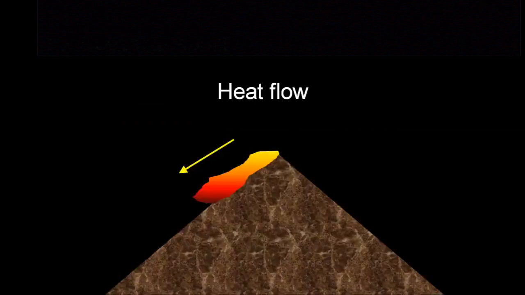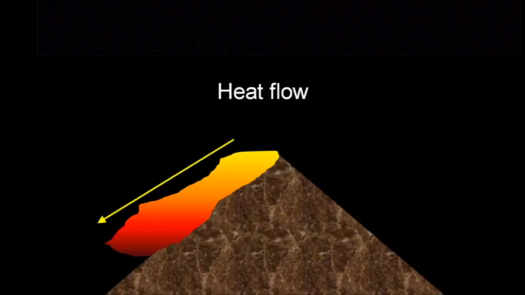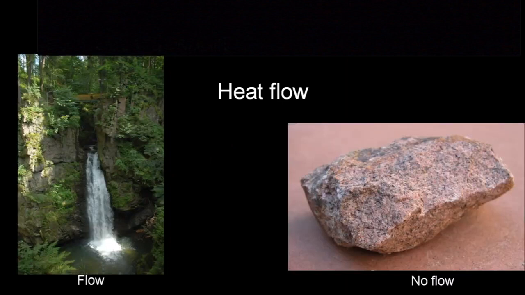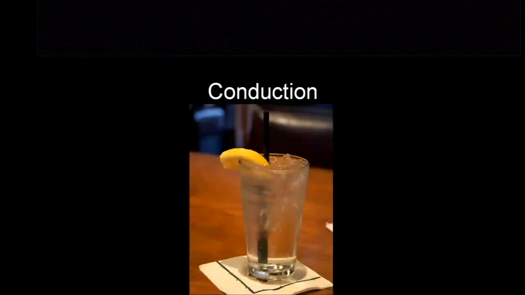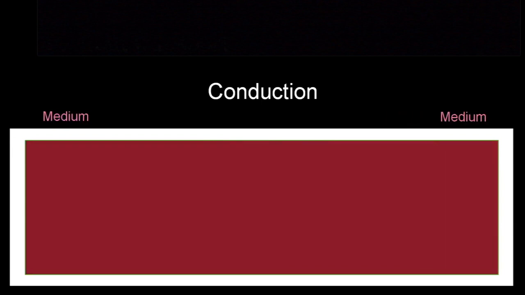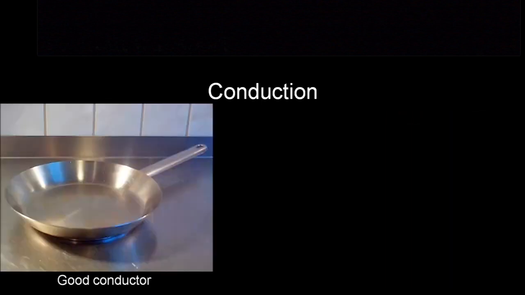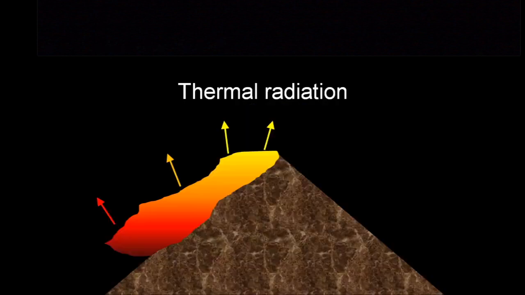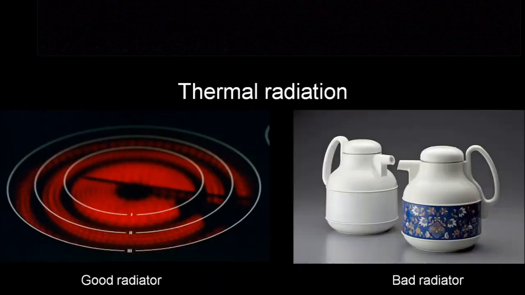Flow is like this. You have a liquid or a gas that is hot and the material moves. So this is flow and this is no flow. Conduction. Conduction is heat transport by material that is touching each other. So consider we have a hot material touching a cold material in a closed environment and the material doesn't move. After a while, all this material will have a medium temperature. So this is a good conductor and this is a bad conductor. Radiation. Radiation is heat transport by emitting light. If it's very hot, it can be red, yellow or even white. But usually we don't see it because the majority is infrared light. So this is a good radiator and this is a bad radiator.